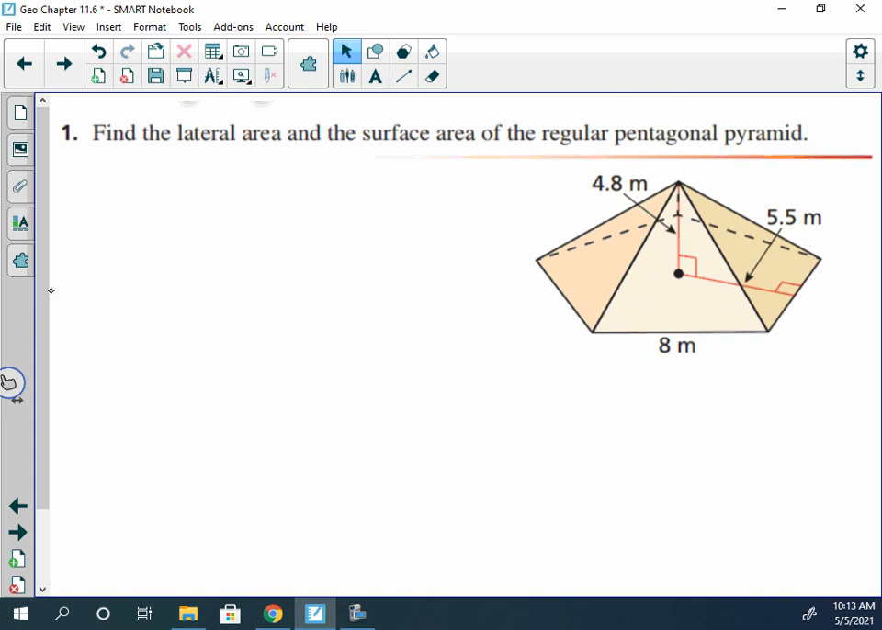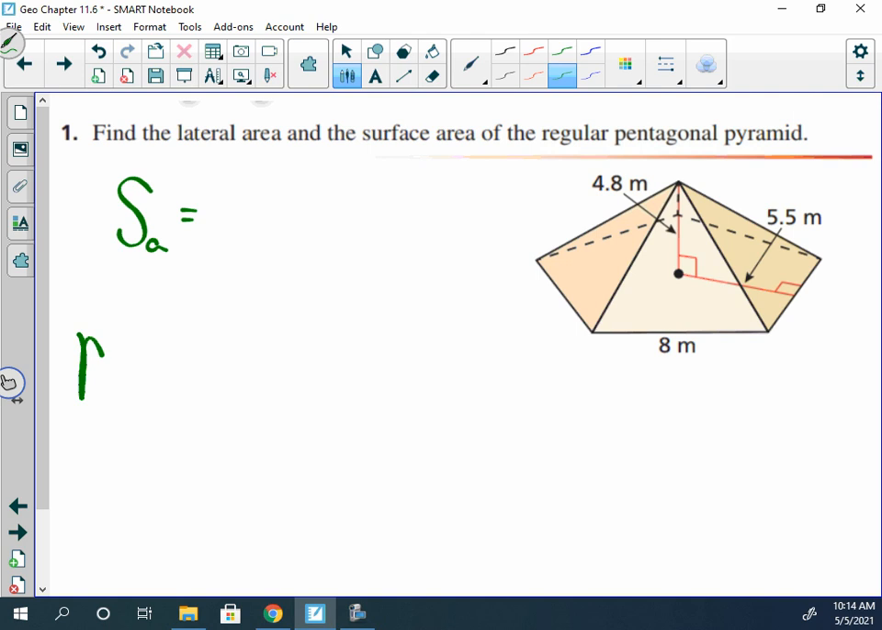Yep. We have a pentagonal base. So this base does not have 6 sides. It has 5. Pent is 5, which means we have 5 triangles, lateral faces. So overall surface area. So we can find the area of the base first. Area is going to equal 1/2 the apothem times the side length times the number of sides.